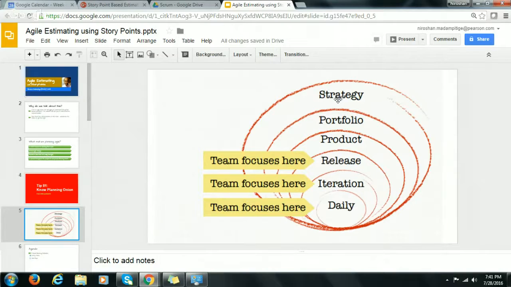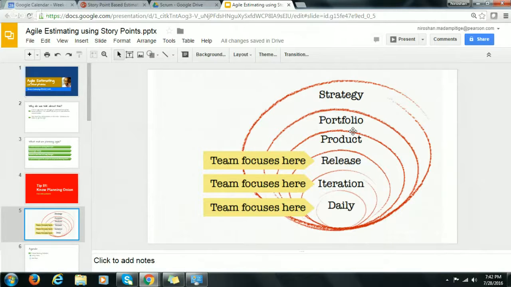Based on that strategy, the company and the senior leadership might come up and say, we've got to do a portfolio for this. So let's design a portfolio. Let's work on a portfolio plan. A portfolio can have multiple products, focusing on each and every business value or stream. So this product can be handed over to the team so that the team starts planning at the release level and then the iteration level. And within the iteration, daily planning, this is what you see as a daily Scrum.